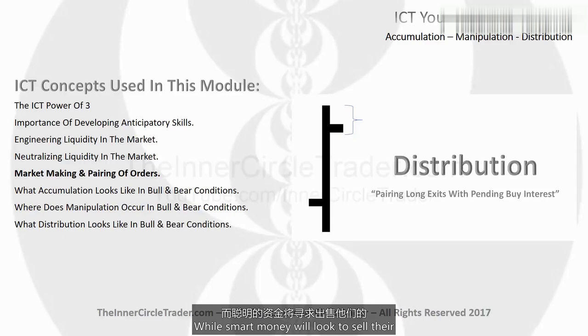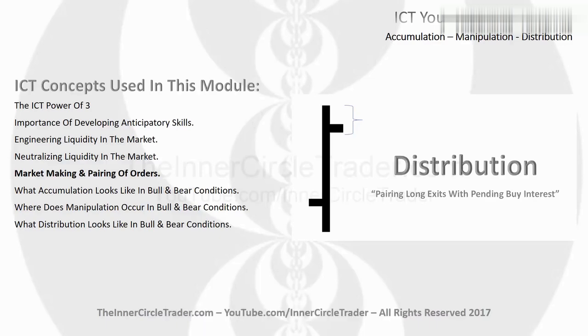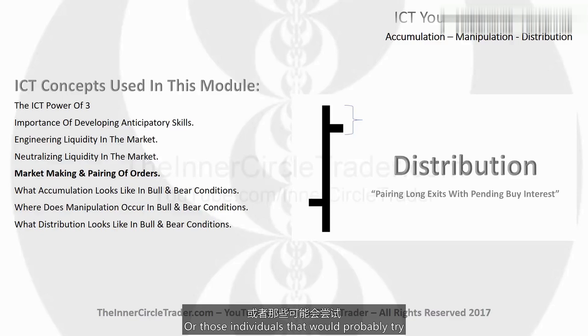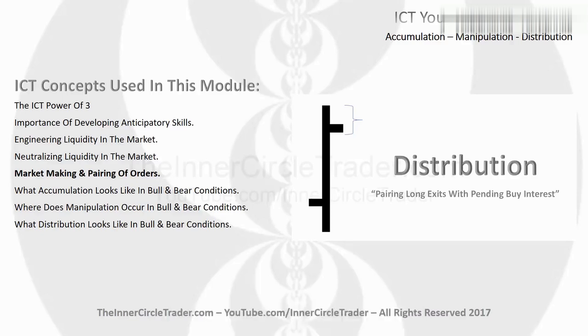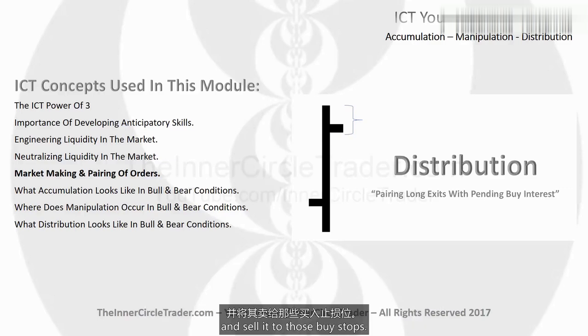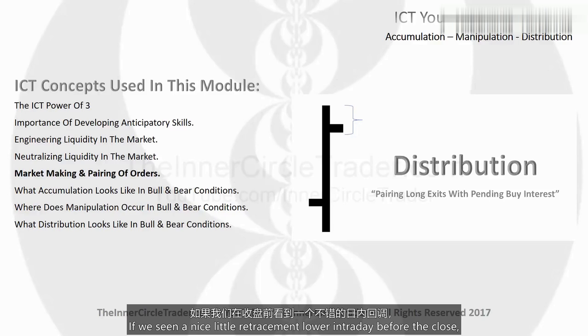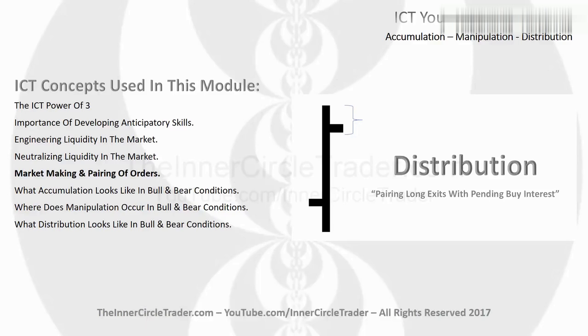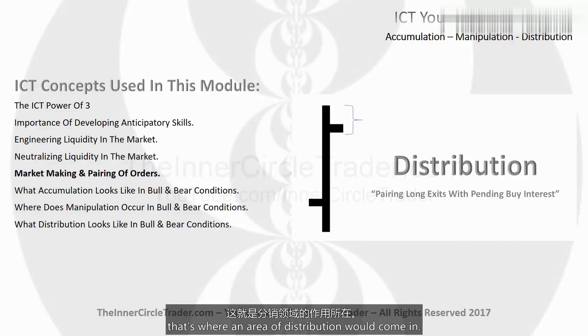Well, smart money will look to sell their long position to those breakout artists that want to buy above an old high, or those individuals that would probably try to sell short intraday. They would have a buy stop above an intraday high. Smart money would look to run through that intraday high and sell it to those buy stops. So their long exits would be paired with a short-term intraday swing high. If we've seen a nice little retracement lower intraday before the close, that's where an area of distribution would come in.